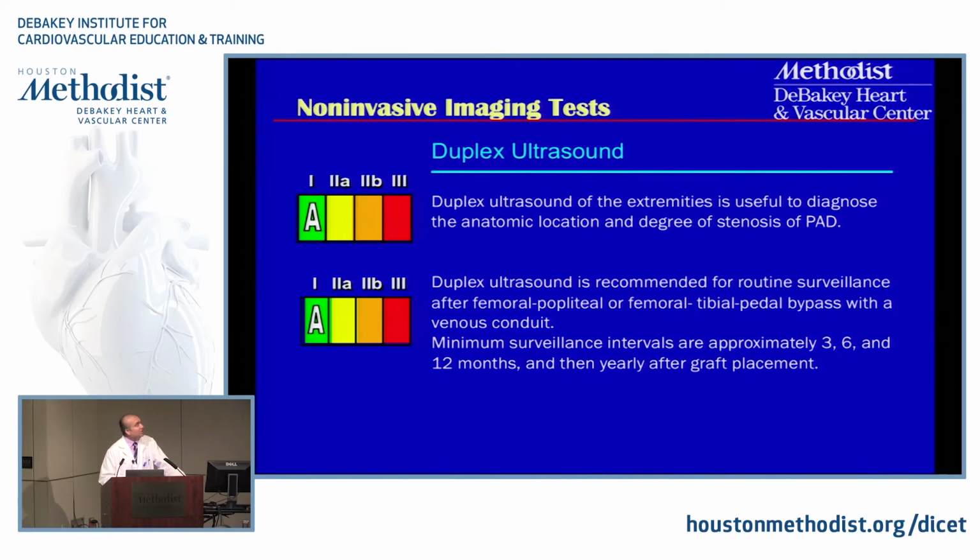And this is what the ACC/AHA guidelines talk about as a role for duplex ultrasound. It's a class 1 indication to diagnose the anatomic location and the degree of severity of PAD. It's also a class 1 indication to perform for routine surveillance after a fem-pop or a fem-tibial-pedal bypass graft with a venous conduit. The surveillance should be at 3, 6, and 12 months, and then if you go past the first year, you can do it yearly after that point.